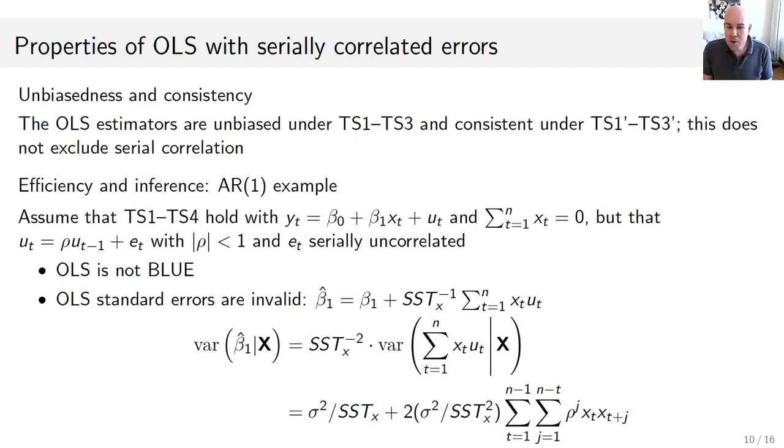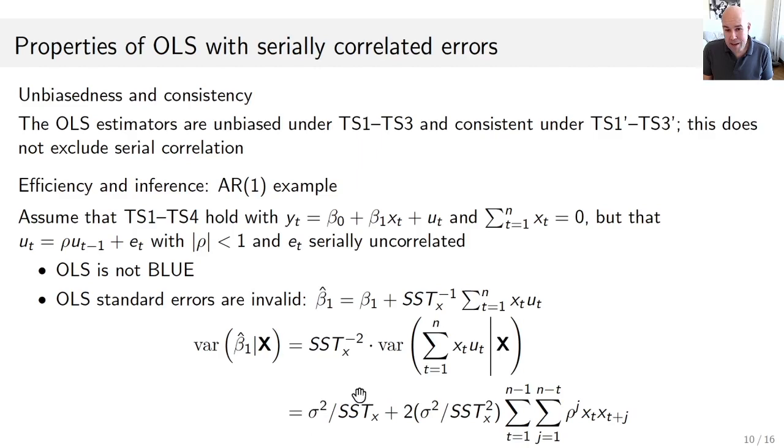Now the question is, how can I write that out? Before, the elements of the xu sum were not correlated over time, or in the cross-sectional context across individuals. So that meant that the variance of the sum was the sum of the variances. And that is what is going on here.